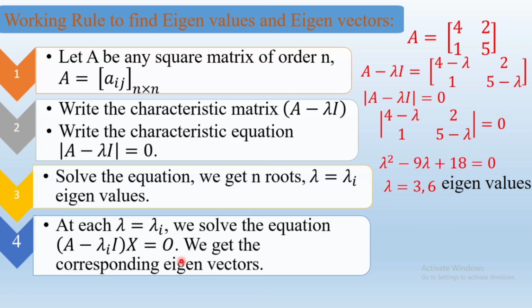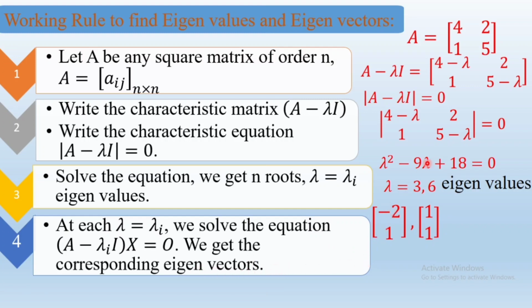There we take x as the column x comma y, because the order is 2. For lambda equal to 3, we get x y values as minus 2 comma 1. This column matrix minus 2 comma 1 is called an eigenvector. Similarly, for case 2, lambda equal to 6, we get x y values 1 comma 1. Written as a column matrix 1 comma 1, this is also an eigenvector.